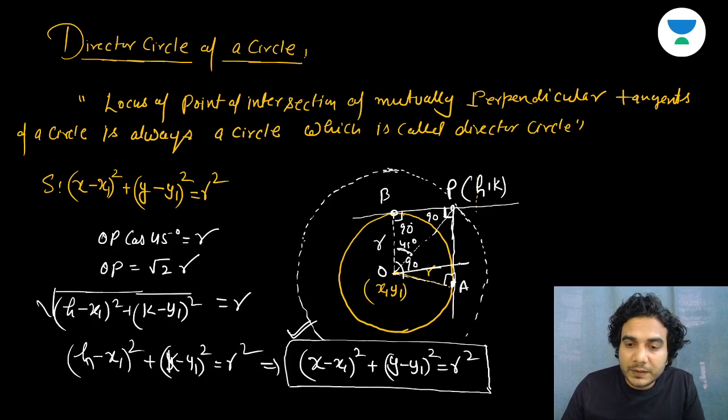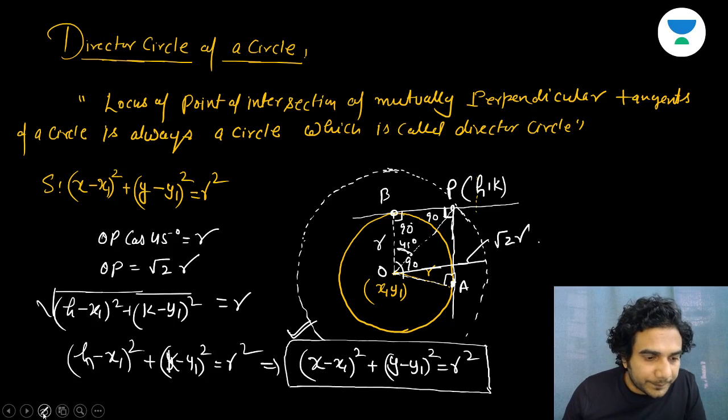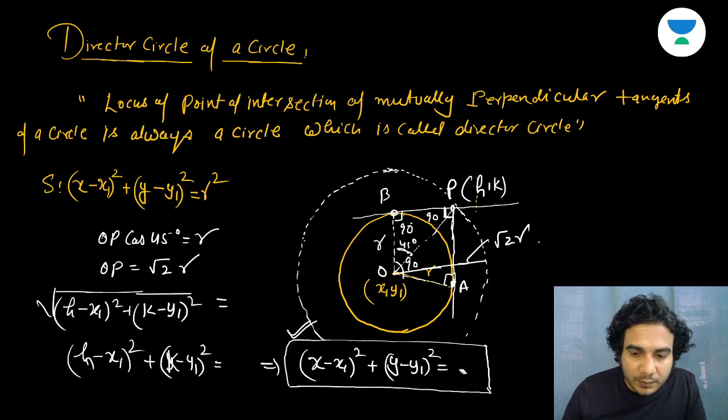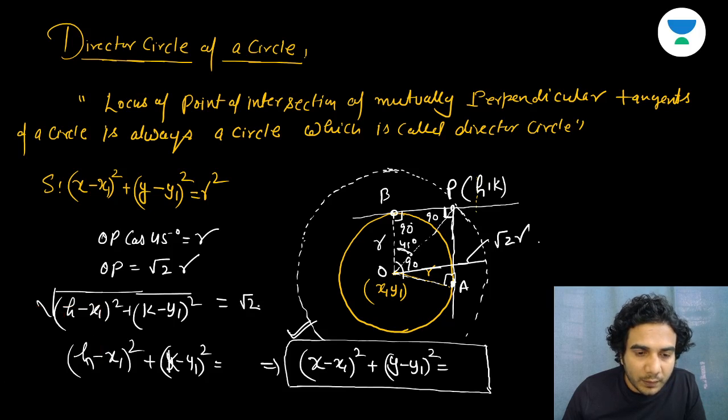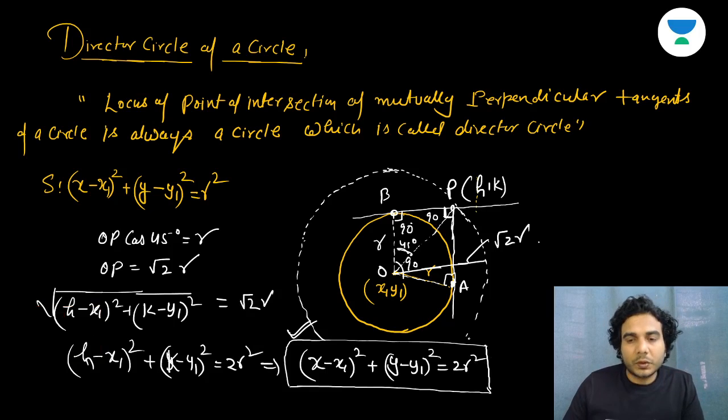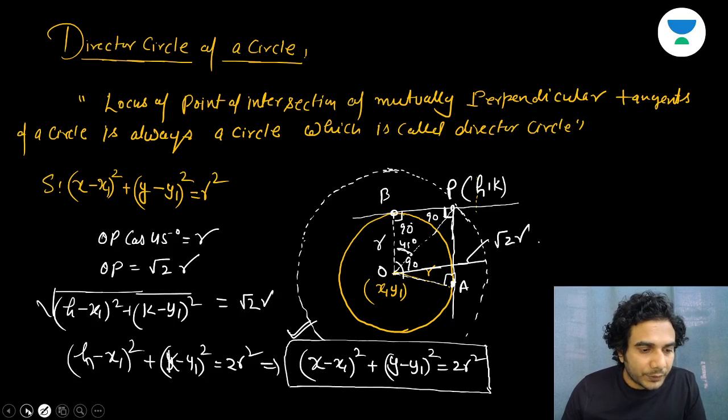So the radius of this circle is root 2r. Okay, this is, sorry, 2r square. Oh, sorry. And this mistake, let me correct it. So this was root 2r, then this is 2r square. All right, so it's 2r square. So radius is root 2 r. Okay, radius of director circle is root 2 r. So I hope now you have got this point.